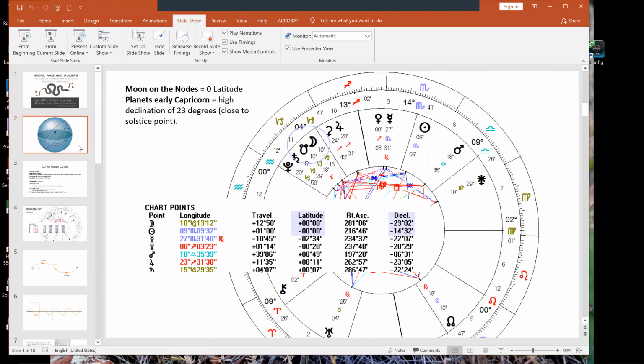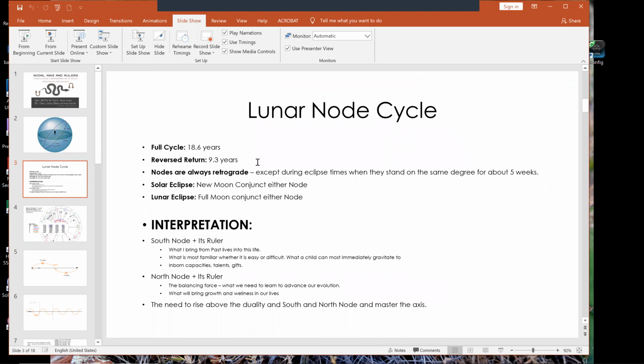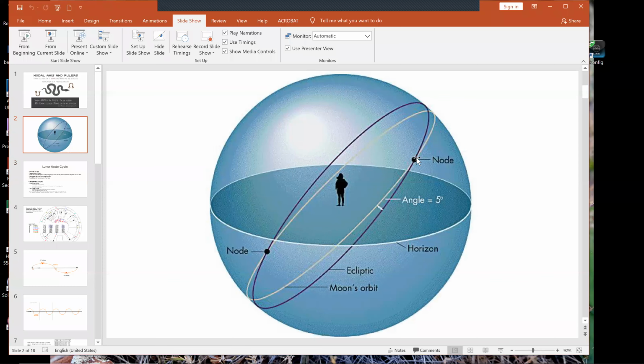Okay, so this gives you an understanding of how these two circles work and how we actually find the nodes. We find the nodes by finding when the moon is at 0 latitude. We know that then it's right on the ecliptic and there's 0 latitude, and that's how we identify the nodes. As you know, the nodes move backwards, always retrograde most of the time. And when the sun is conjunct the nodes, they don't move. They kind of freeze on the same degree.